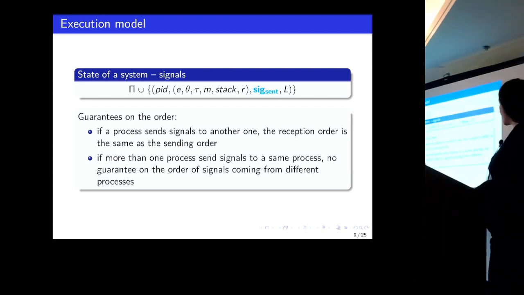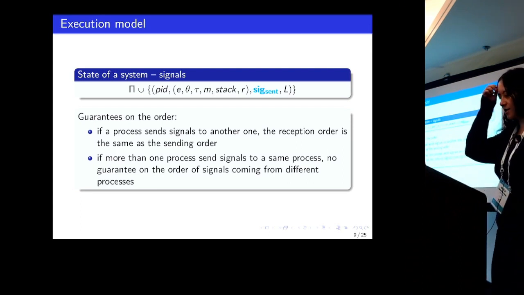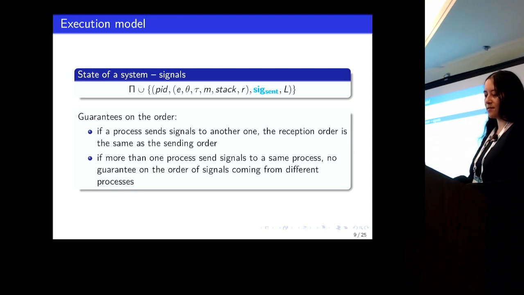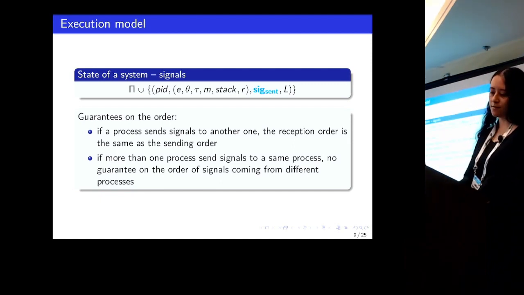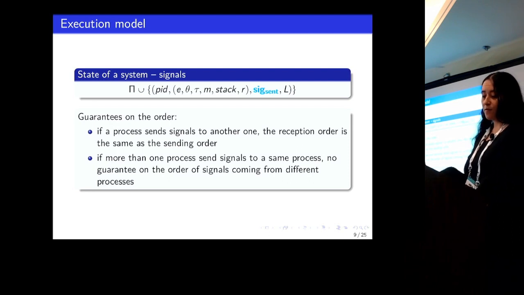And with this outbox, we should have the same guarantees on the order as described in the documentation, which are: if a process sends signals to another one, the reception order is the same as the sending order. But if more than one process sends signals to the same process, there is no guarantee on the order of signals coming from different processes.